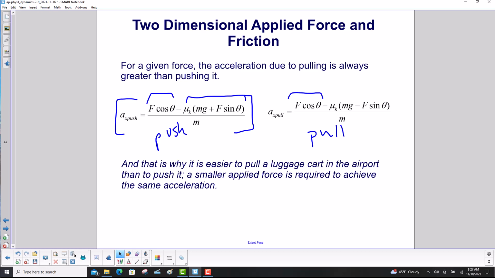When you push something, you have a larger normal force, so you have a larger friction force. In this case, you have a smaller friction force because of this minus, so you have a larger acceleration. So for the same force in each case, a larger acceleration results from pulling it. And that's why it's easier to pull a luggage cart in the airport than to push it. A smaller applied force is required to achieve the same acceleration.